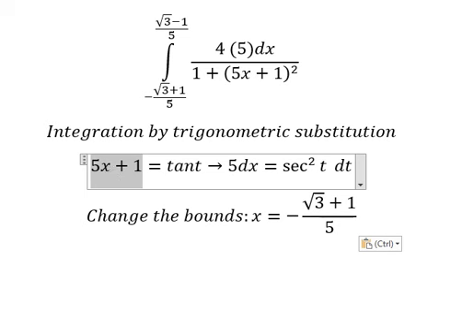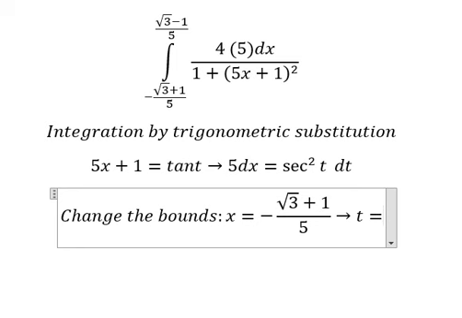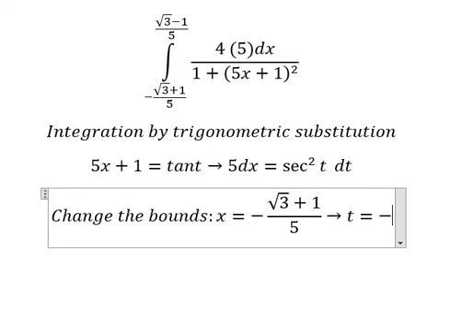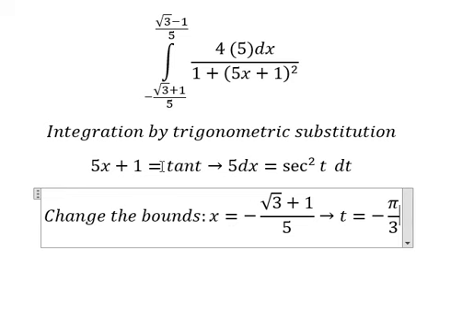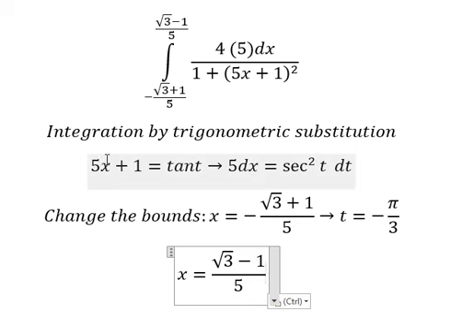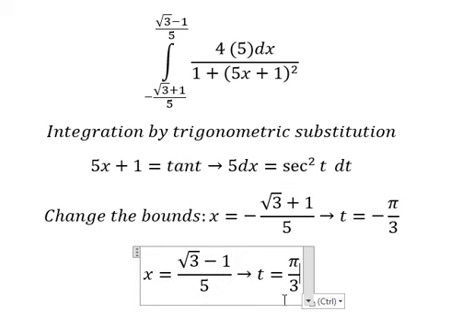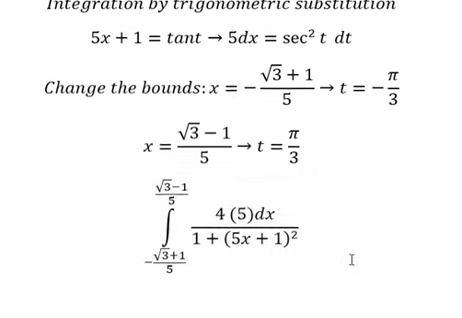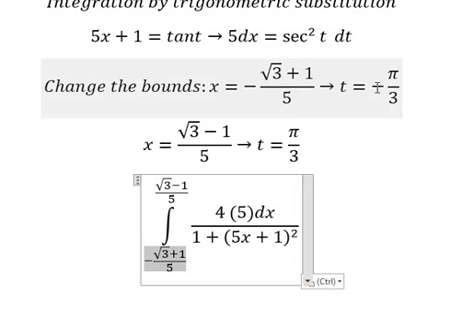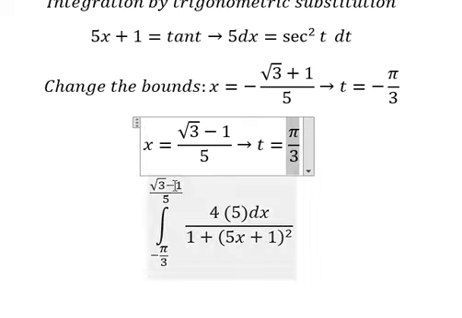So you get t equals negative pi over 3. Now the second one, I will put this one in here. So we have t equals pi over 3. So this one is this one, and this one is this one.